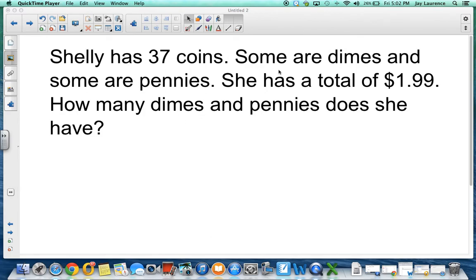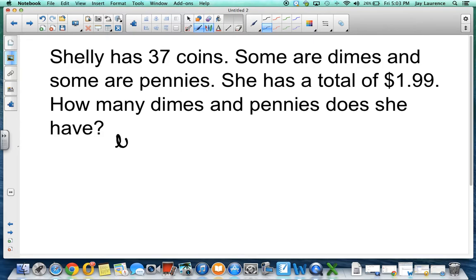All right, this one's going to have two problems on it. Shelly has 37 coins. Some are dimes and some are pennies. She has a total of $1.99. How many dimes and pennies does she have? First I'm going to define my variables. I'm going to let D equal the number of dimes, and then I'm going to let P equal the number of pennies.